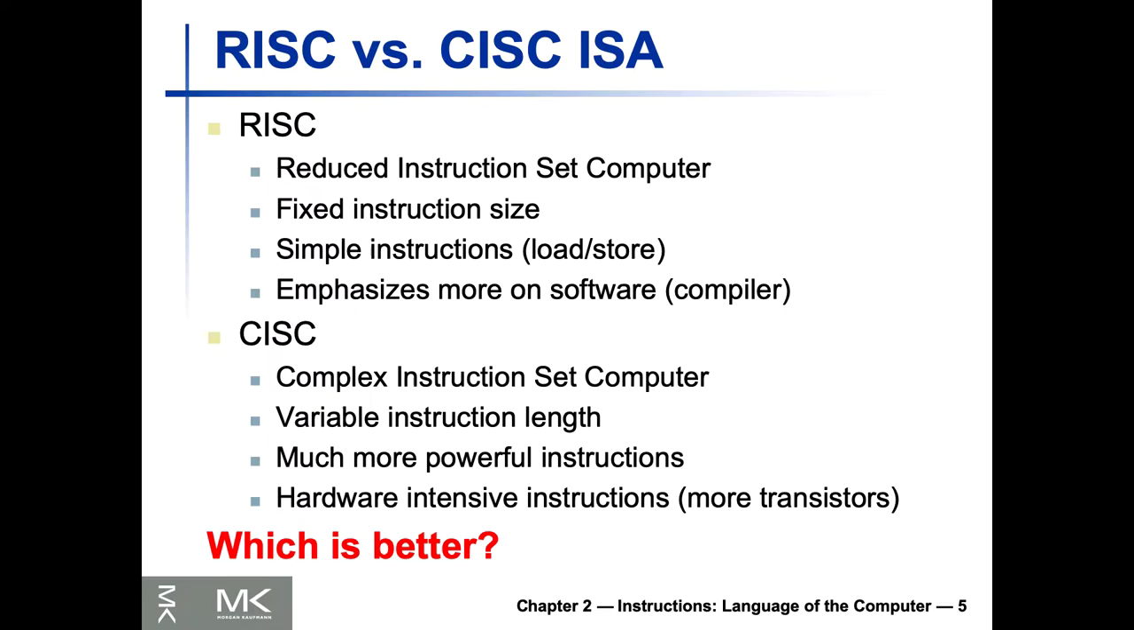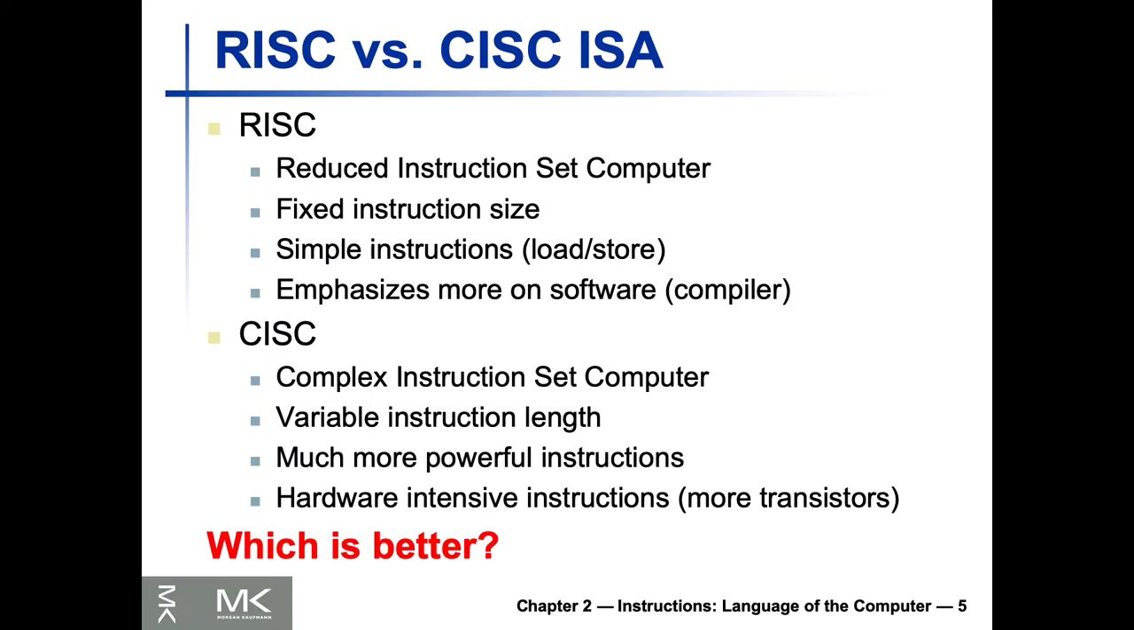Whereas CISC stands for Complex Instruction Set Computer. The lengths are variable. The instructions themselves yield more powerful results. However, they're much more complex to understand. It's not a good start if you want to learn an ISA. And they are mostly focused on hardware-intensive instructions, so they generally need more transistors in order to run the same set of commands. So if you want to know which computers are using which of those, Intel x86 is still using CISC. But recently, RISC has been brought to life, and there's a huge research community working on that as well.